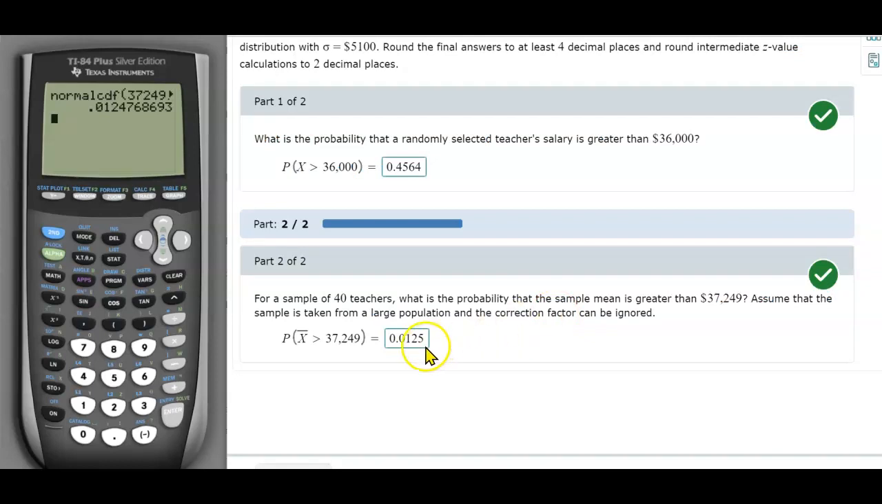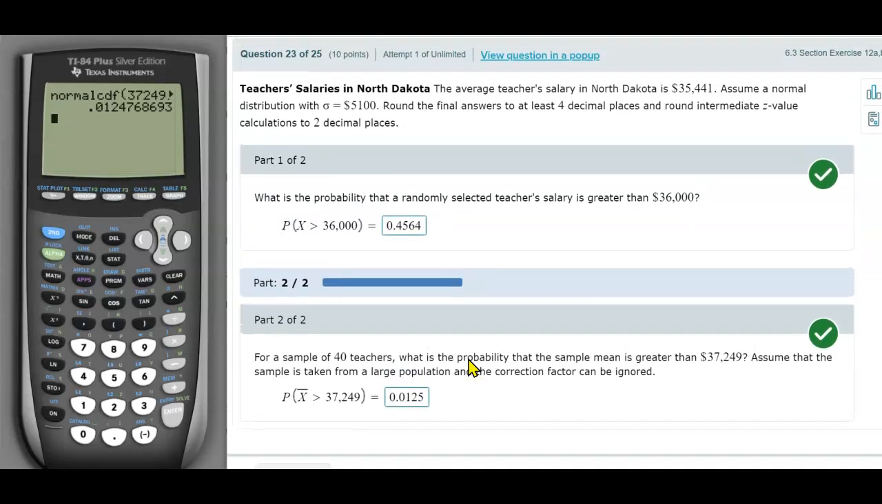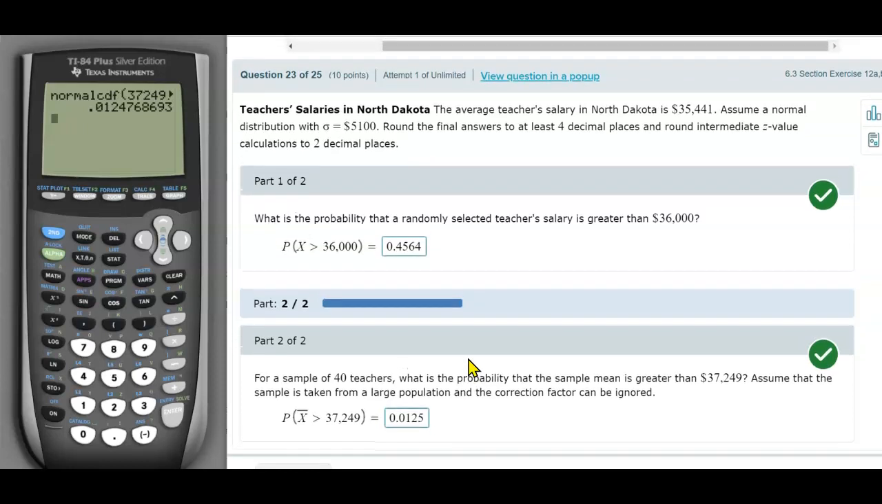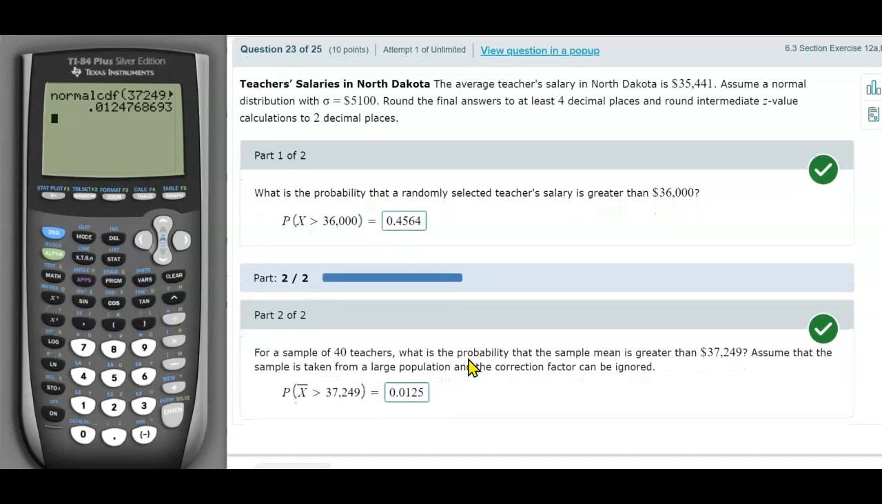As you see here, I just plugged in the answer 0.0125, and it came up correct, which is very nice. I hope you see the difference already between the sampling and the normal distribution without sampling.